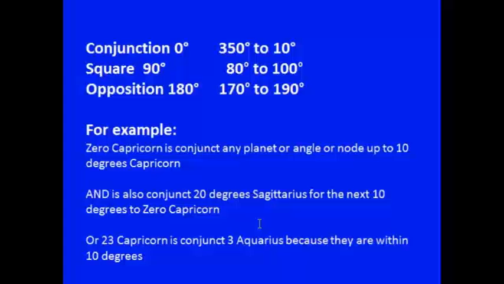Now, a conjunction can also happen across signs. Say, for example, the sun was at 23 Capricorn, and Venus was at 3 Aquarius. They would still be conjunct because they're within 10 degrees, and that would also mean that Venus would not be visible because they're within 10 degrees of each other. So it's really important to be able to figure out these degrees.